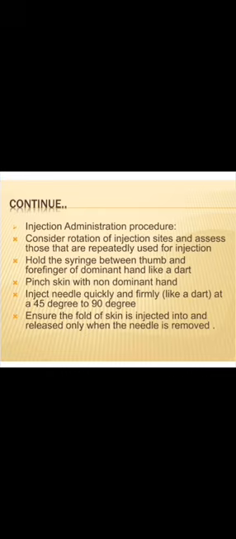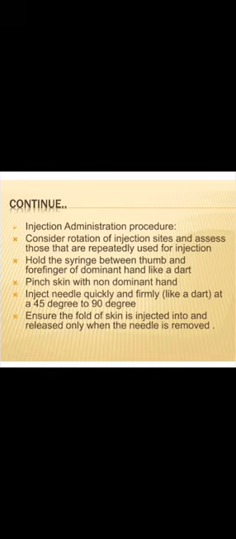Injection administration procedure: consider rotation of injection site and assess those that are repeatedly used for injection. Hold the syringe between thumb and forefinger of dominant hand like a dart. Pinch skin with the non-dominant hand. Inject needle quickly and firmly at 45 degree to 90 degree.